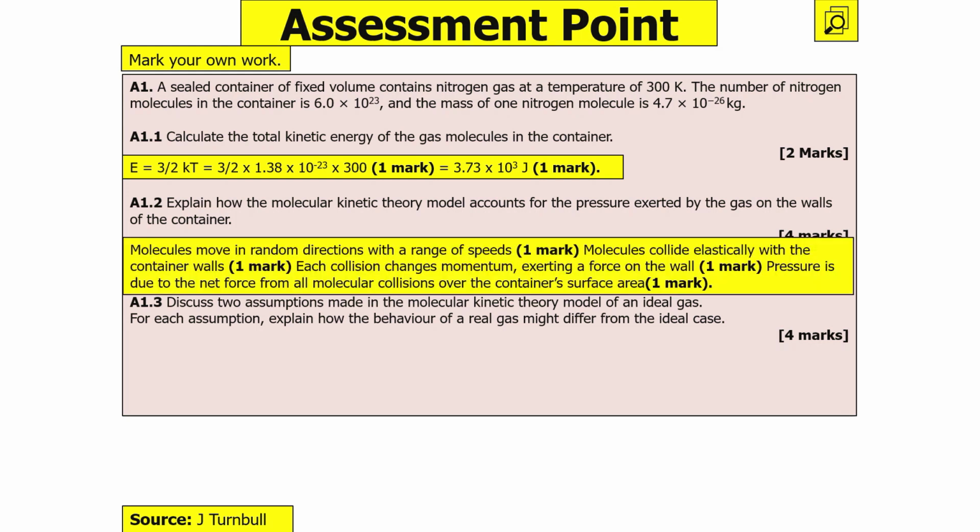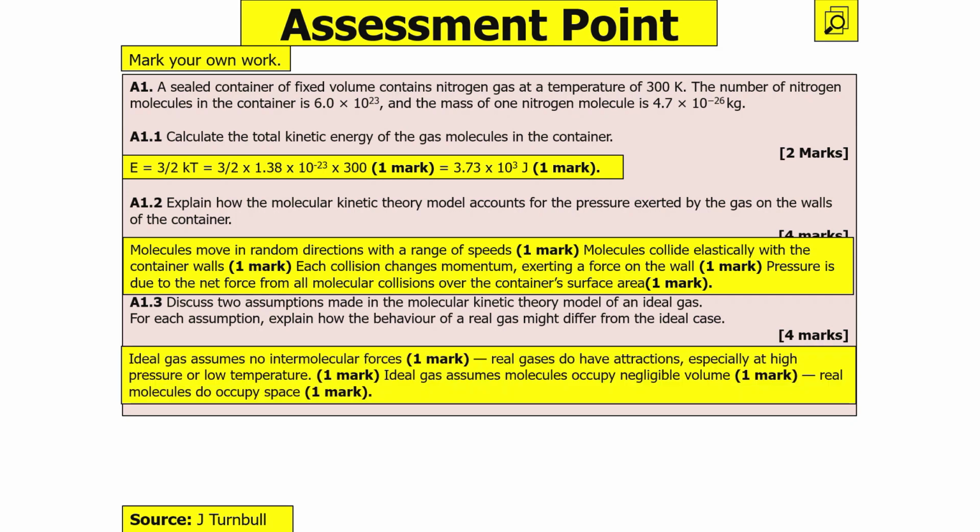Now, molecules will move in random directions with a range of speeds. So the molecules collide elastically with the container walls. Each collision will change momentum as they change in direction, so it exerts a force on the wall. The pressure is then due to the net force from all the molecular collisions over the container surface area.